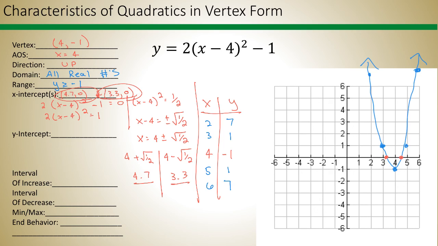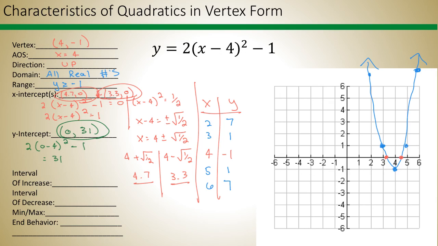Okay, y-intercept, we're going to substitute 0 in. So we have 2 times (0 minus 4) squared minus 1. Okay, 4 squared is 16. 16 times 2 is 32, so we have 31. So when x is 0, y is 31. That is the y-intercept, which makes sense because it's going to keep going up. So I expect it to cross the y-axis somewhere way up there.